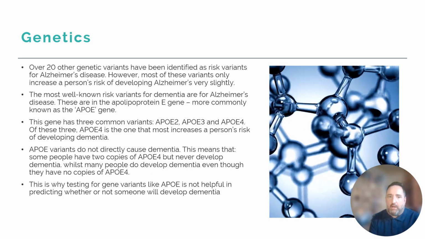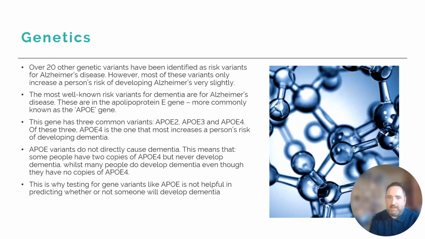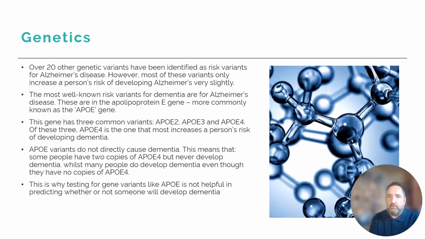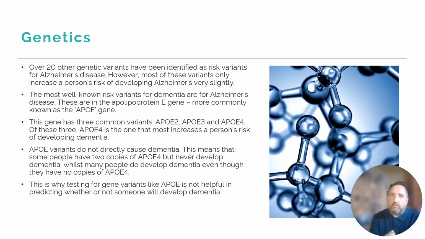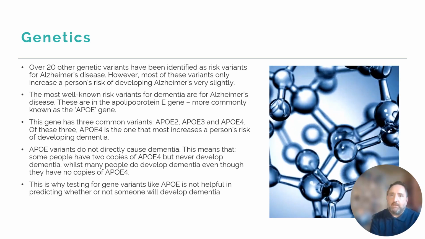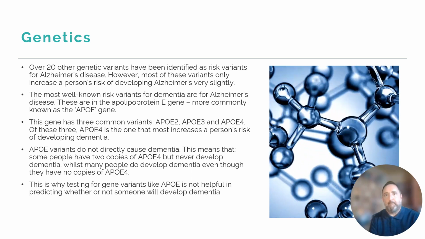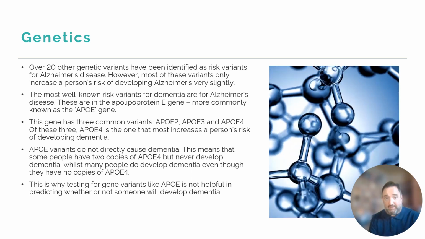And that's why testing for ApoE is not helpful in predicting whether or not someone will develop dementia. It's sometimes worth thinking more about that family history and what we can do in terms of reducing risk, and we'll talk a bit more about that in a bit, rather than just focusing back on those genetics.